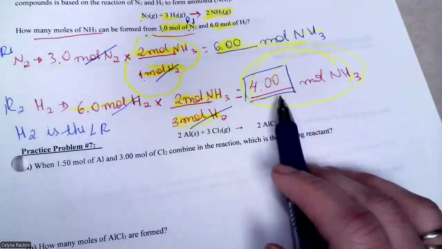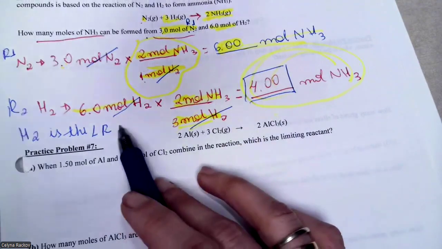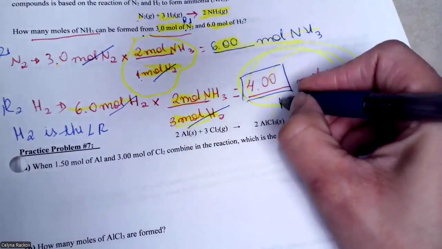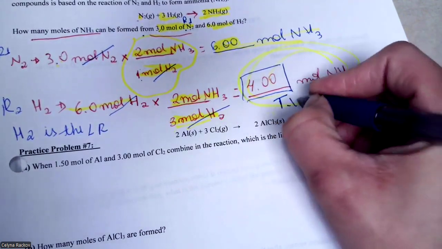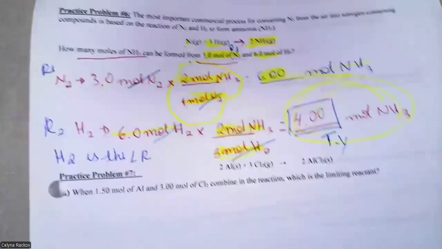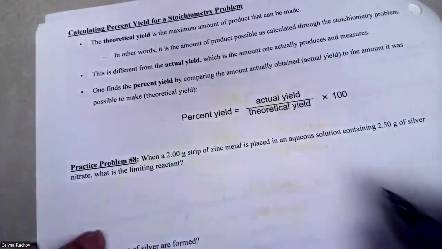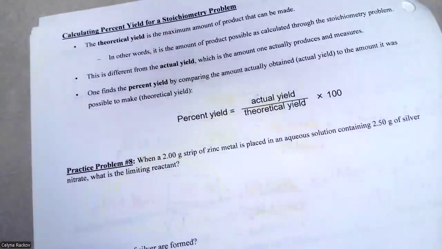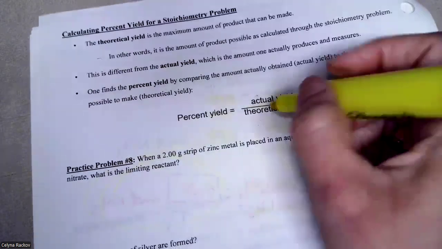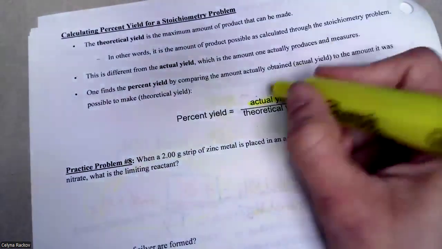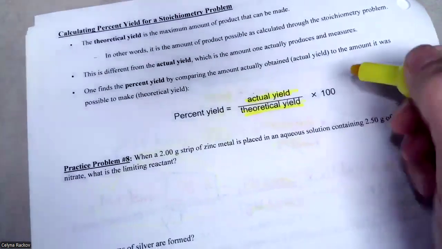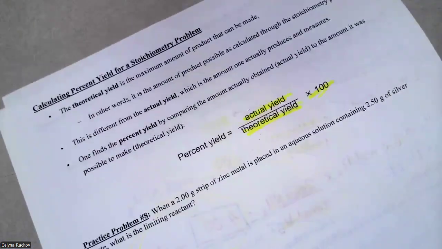So, for example here, the theoretical yield is the amount that was made from the limiting reactant. That means for this problem here, this 4 would be your theoretical yield. And the percent yield will be the actual yield, which is going to be given in the question, divided by the theoretical yield, the one calculated, times 100.